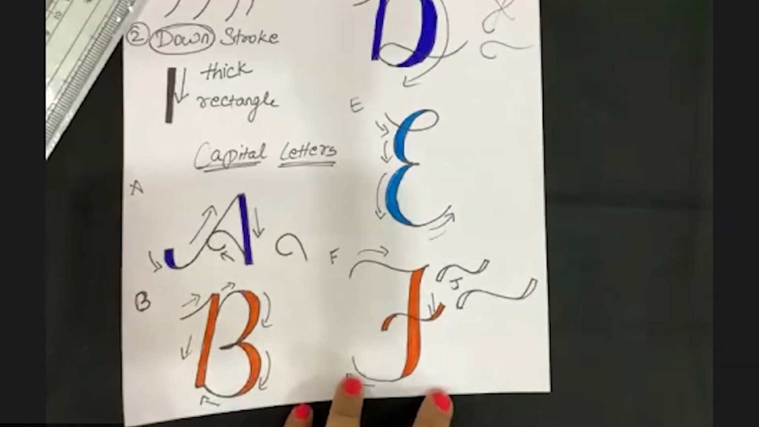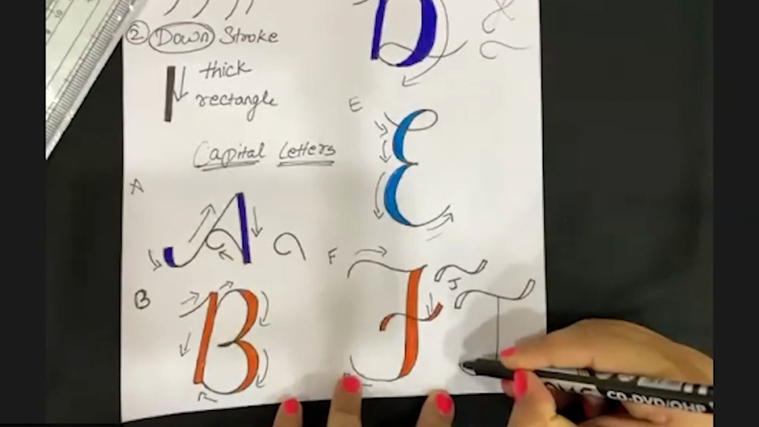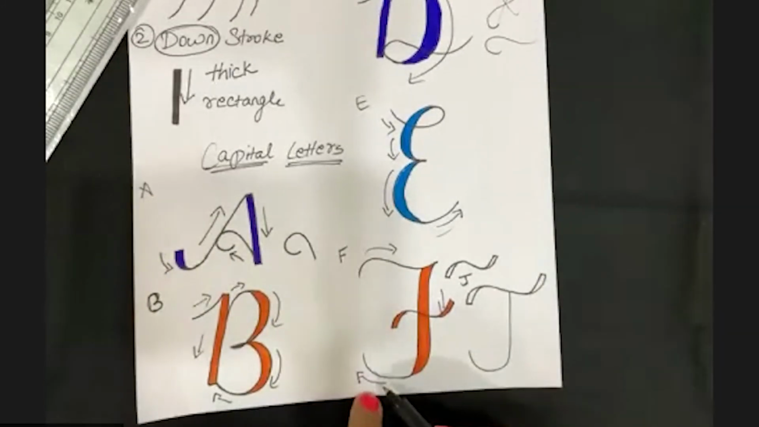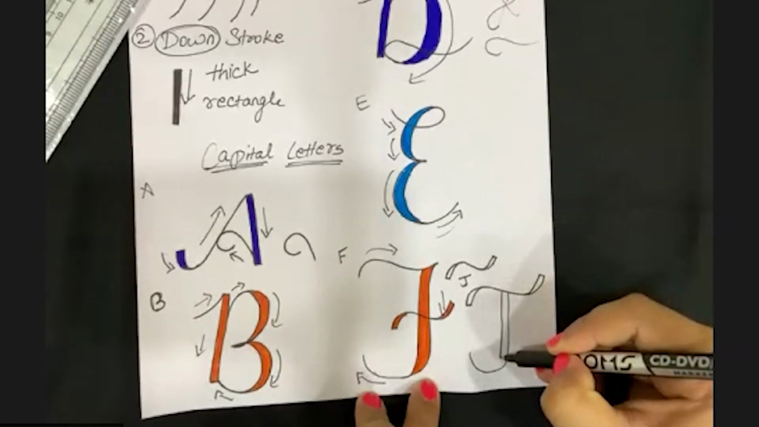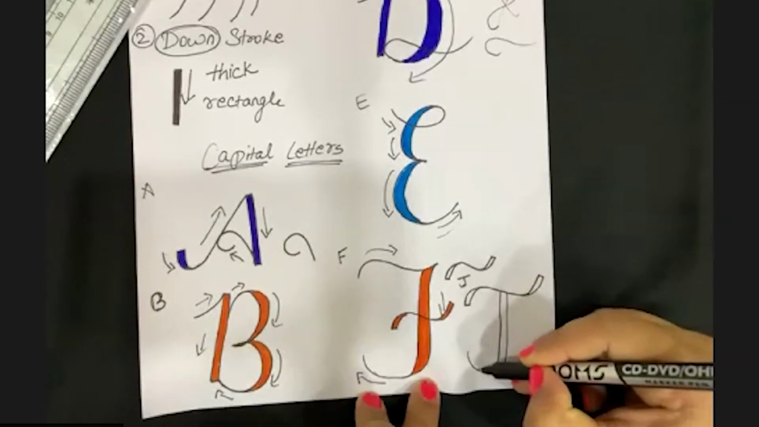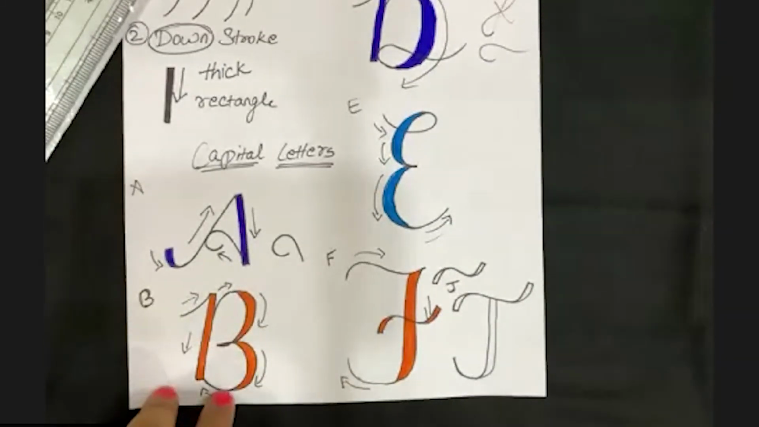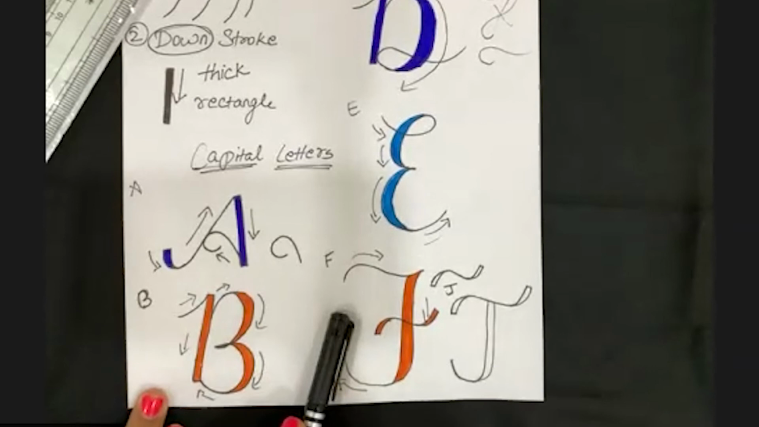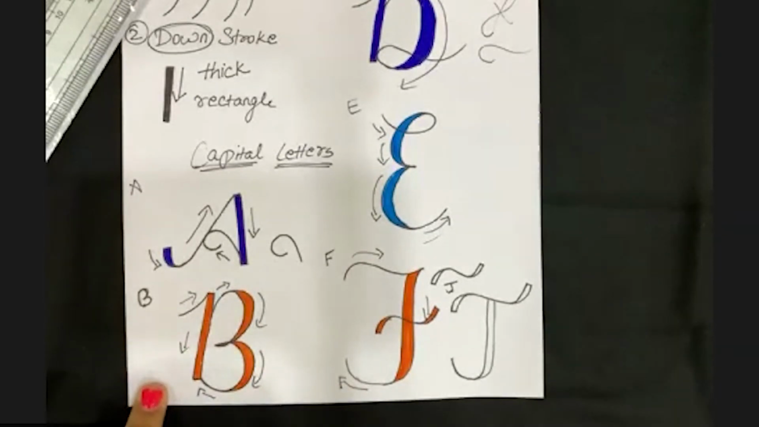And simply, I'm going to create a straight line and the U, same as the letter F. As this straight line is a thick downstroke, I'm going to make it thick and merge it with my thin upstroke. So the letter F and the letter J both are almost similar. Come on, complete your letter J.